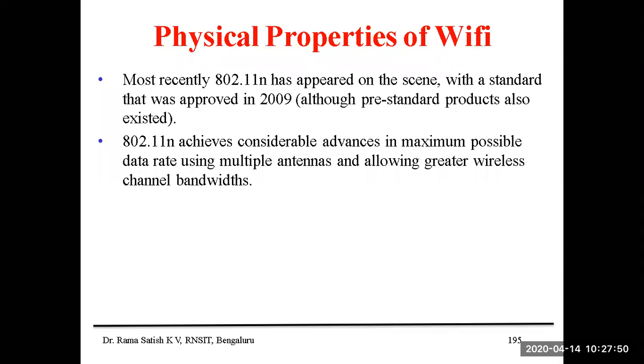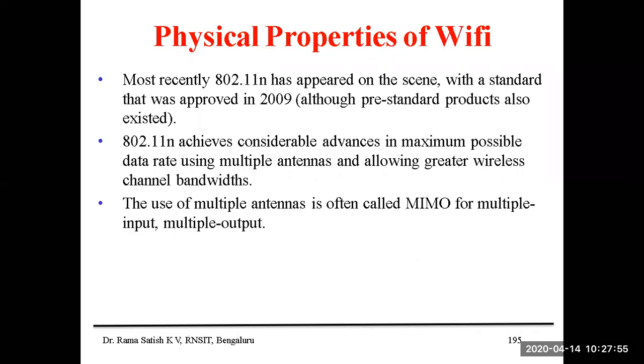So most of the devices we use today use 802.11n, and you can also check on your mobile phone if you make it a hotspot. What happens is your mobile operates like an antenna, and it will transmit the data. I think it will probably transmit in the 802.11n standard, which means it can go up to 100 Mbps. The use of multiple antennas is often called MIMO, multiple input and multiple output.